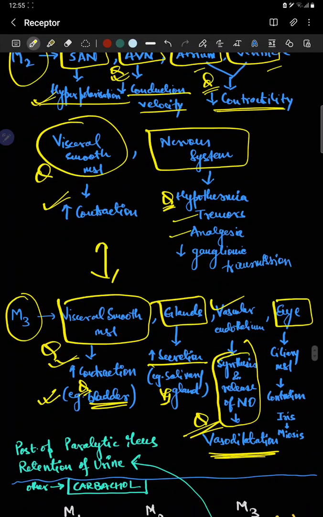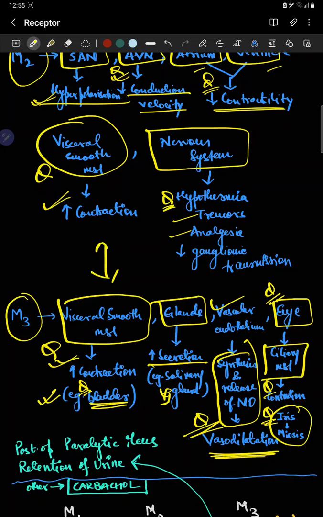ठीक है, तो ये आसान हो गया. Now eye is very important thing. In the third year you are going to study eye in detail, but the basic thing you have to understand is that M3 receptor is present in the ciliary muscle and causes its contraction, and it causes miosis due to its action in the iris.